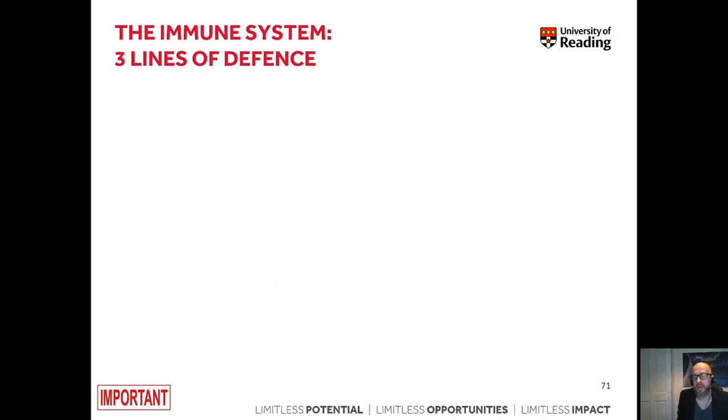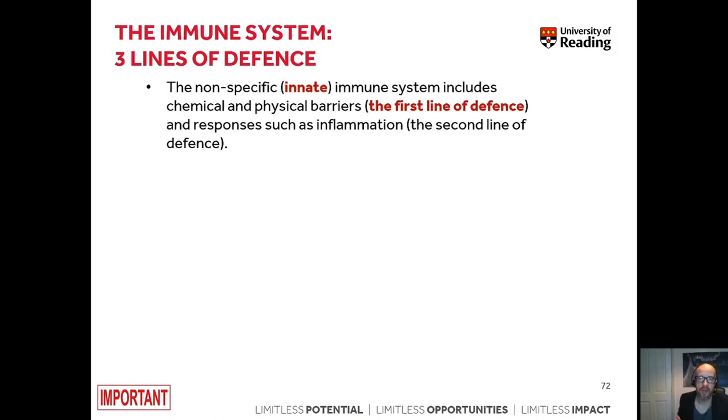So let's go back to the innate immune system. Again, we have three lines of defense. The non-specific innate immune system includes chemical and physical barriers. This is the first line of defense. In addition to the barriers, the innate immune system also includes systemic responses such as inflammation, which is the second line of defense. So, what are the mechanisms included in the first line of defense?